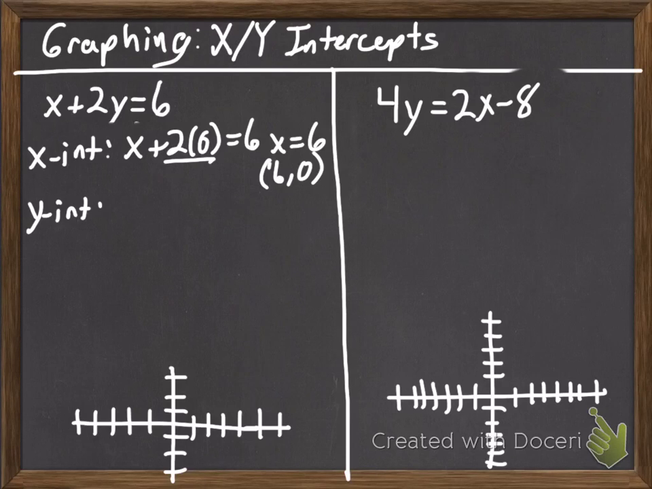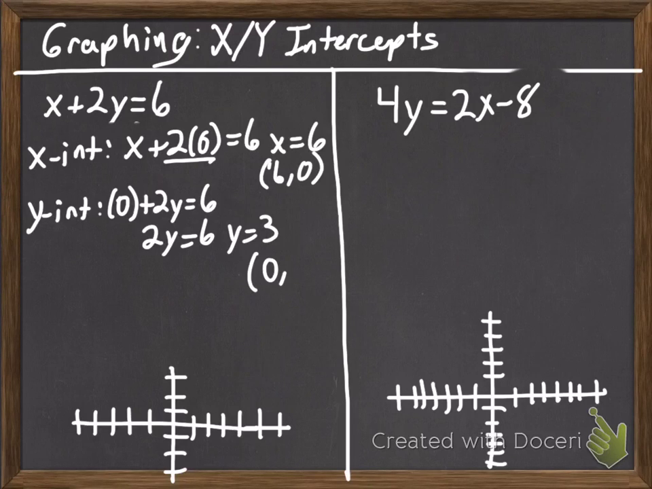My y-intercept, I know that anywhere there's an x, I'm going to plug in 0, plus 2y equals 6. That 0 goes bye-bye, and we get y equals 3. So we know that our y-intercept value is 0, 3. Now all we have to do is plot these 2 points on the coordinate plane. So here's 0, 3. Here's 6, 0. We connect our dots with a line. And we're done. That's it.